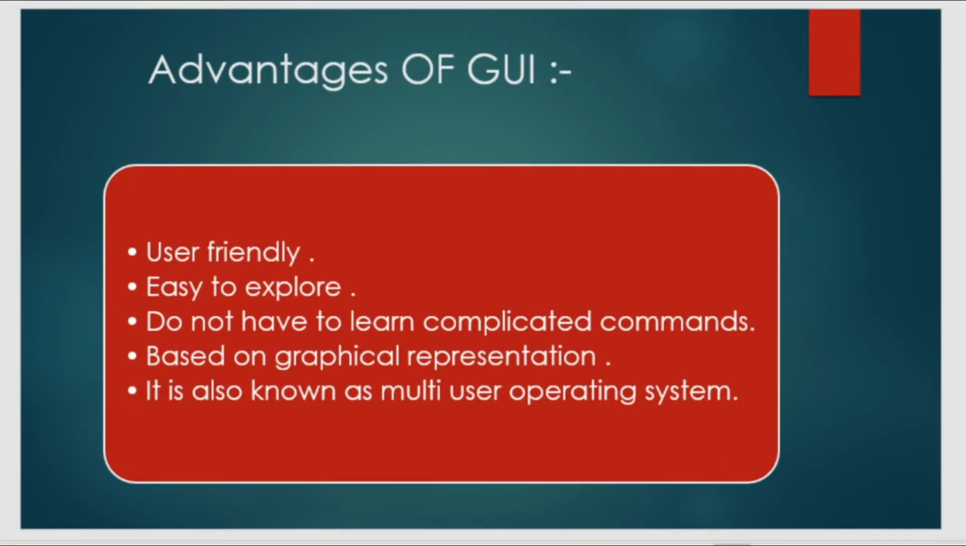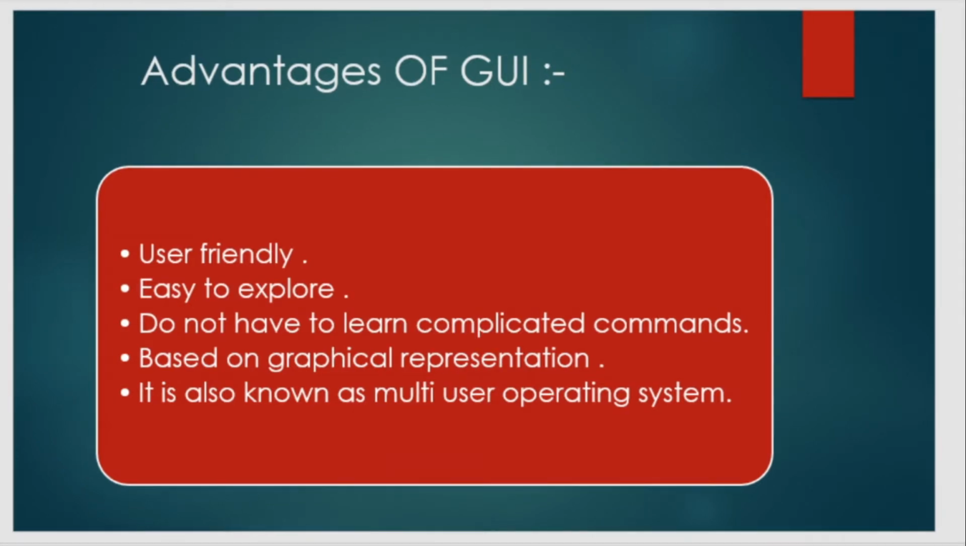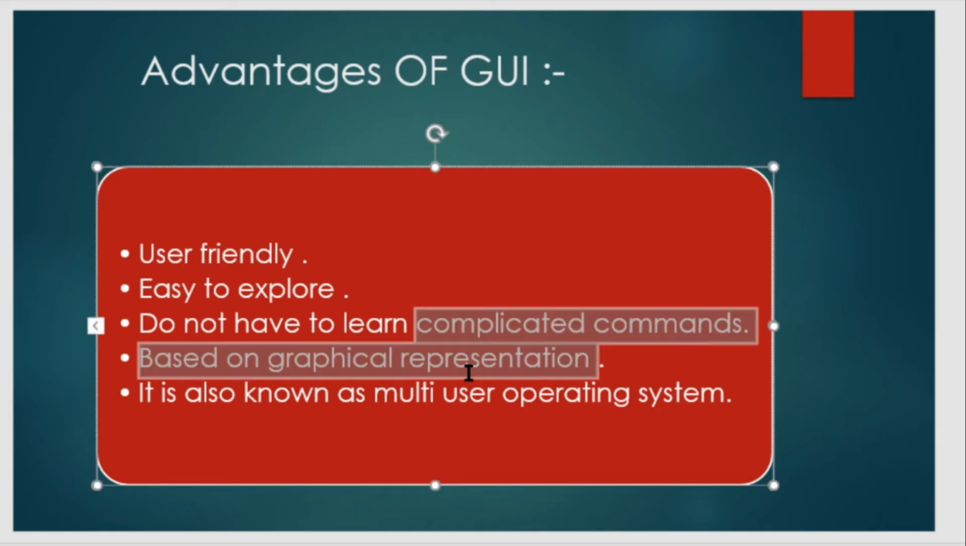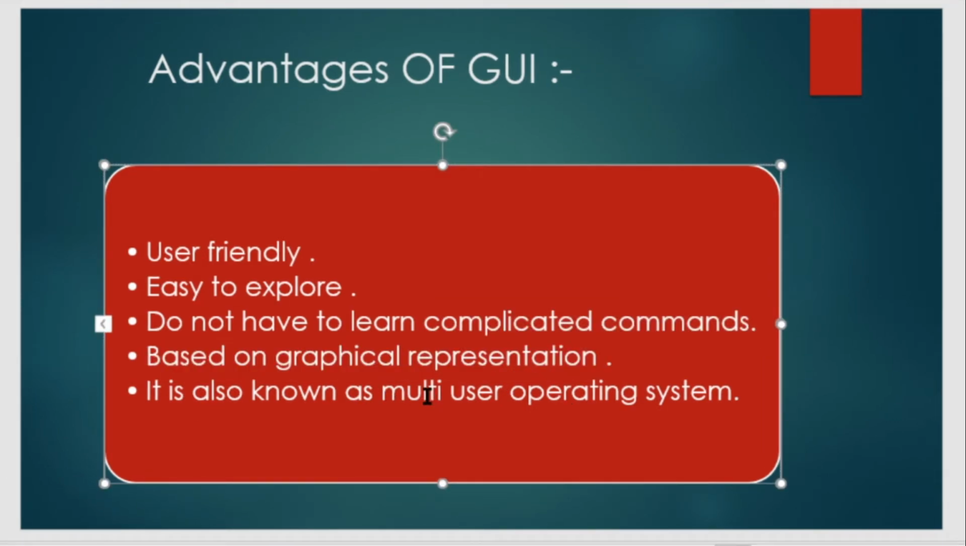After that we'll see the advantages and disadvantages of graphical user interface. First one is it is user friendly. Easy to explore, means we can easily navigate the files and folders. We do not have to learn complicated commands, but in CLI you have to learn some commands to navigate files. Based on graphical representation, it is also known as multi-user operating system. So what is a multi-user operating system? That means it allows multiple users to access a single machine at a time.